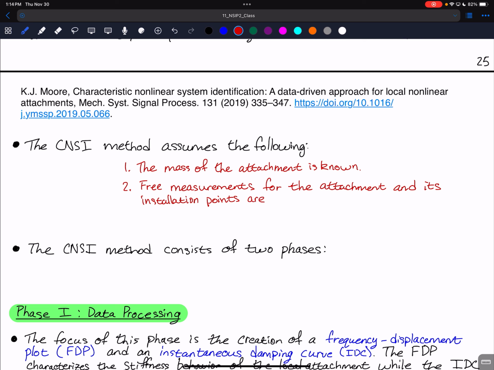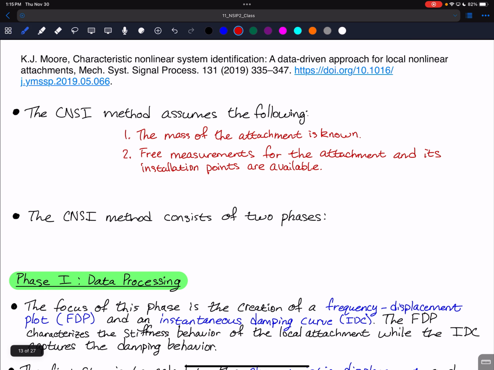Meaning that you've done some kind of transient vibration measurement and you've measured the response of both the attachment and its anchor points. These are the two most critical assumptions: that you know the mass and that you have vibration measurements, transient response measurements. And then there's a third assumption, which is kind of just baked along into all of this anyway. It's that the analyst has basic knowledge of the frequency content of the primary structure.